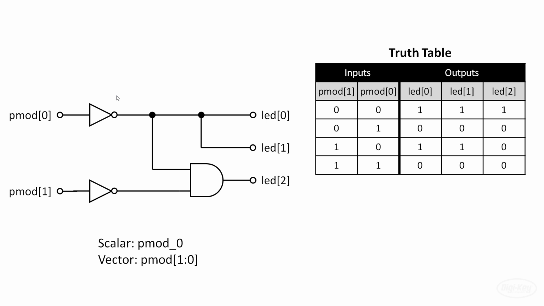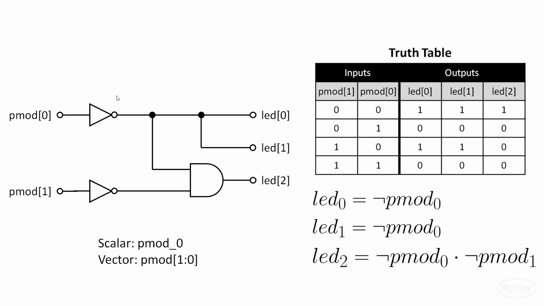Here is the truth table for what we want to accomplish. Notice that we now have multiple outputs. We can write the Boolean equations as follows. We want LEDs 0 and 1 to turn on whenever the Pmod 0 button is pressed, and we want all 3 LEDs to turn on whenever Pmod 0 and 1 are pressed together. Let's implement this in Verilog code.